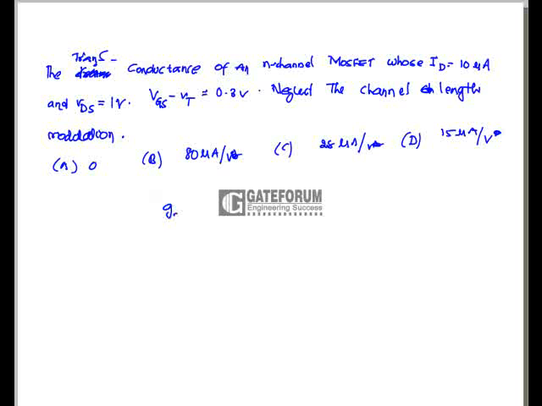Here we have to find out the drain conductance, which is dou ID by dou VDS. Because ID is independent of VDS, it is going to be 0. That is, option A is correct.